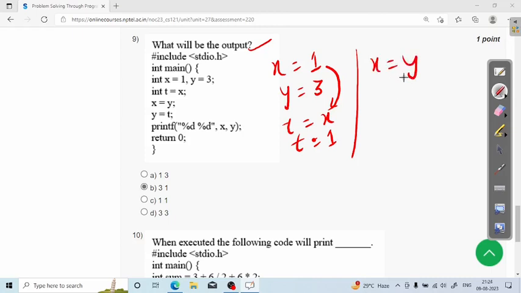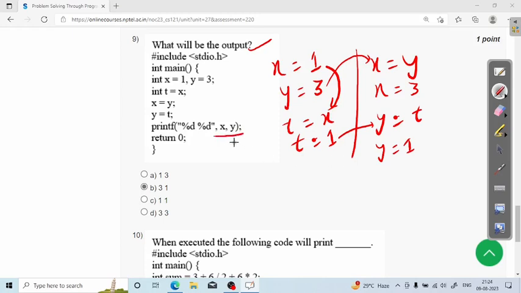Okay, now after that, the expression x is equal to y is getting executed. When we execute x is equal to y, the value of y will now go to x. Therefore, currently the value of x is going to be 3. After that, we write y is equal to t. We know that the value of t is 1, therefore the value of y will be updated with 1.